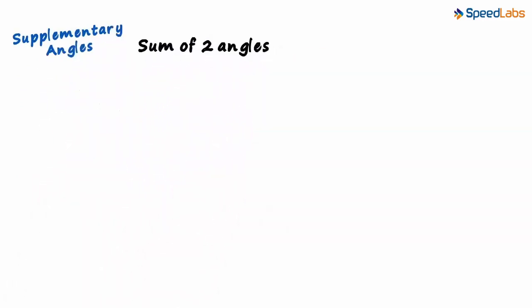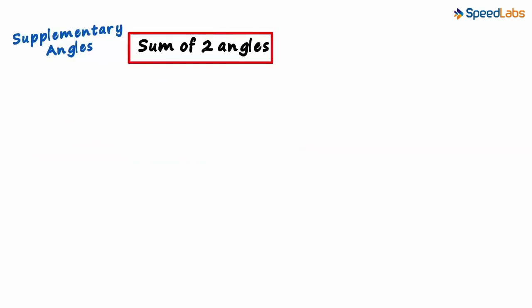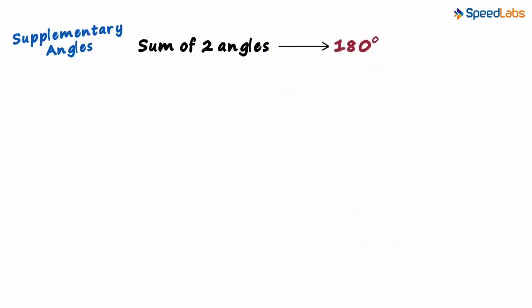Just like complementary angles, we need to understand what supplementary angles are. And here too, we just need to look at the sum of two angles. Two angles are complementary if their sum equals 90 degrees. But if the sum of two angles is 180 degrees, then the angles are called supplementary.